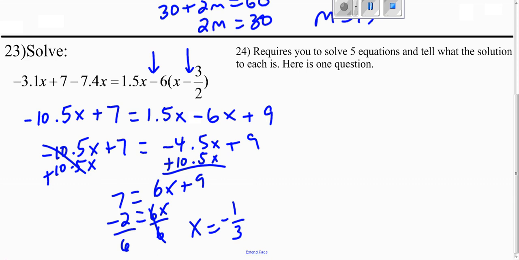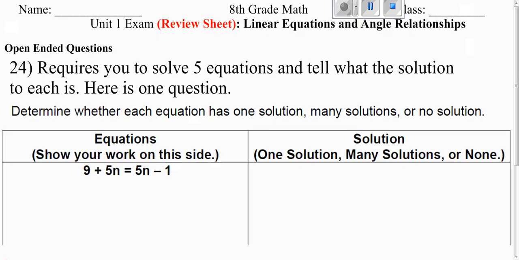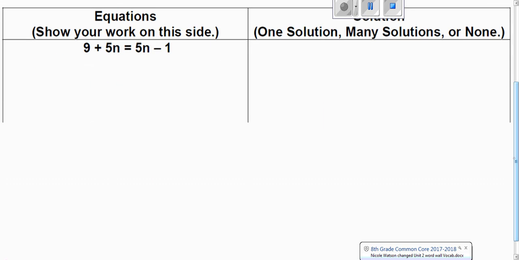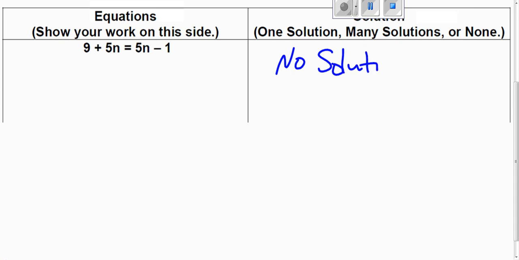Number 24 on the test, you're going to get 5 equations, and you have to solve them and tell what the solution is to each. So here's an example of that. 9 plus 5n equals 5n minus 1. Right away, I can just look at it and see that there's going to be no solutions. Since both sides have a positive 5n, but the constants are different, that tells me no solution.